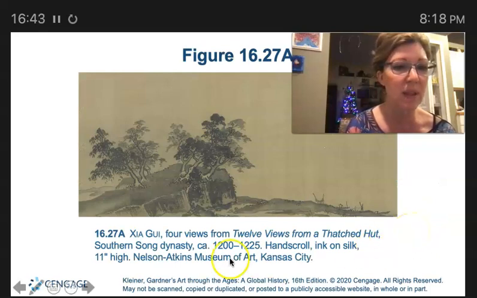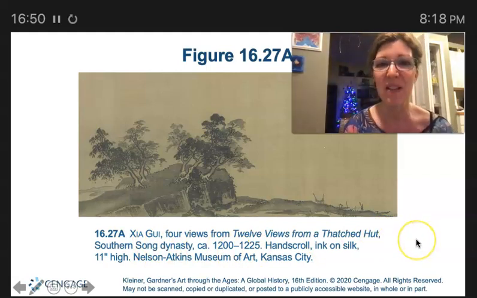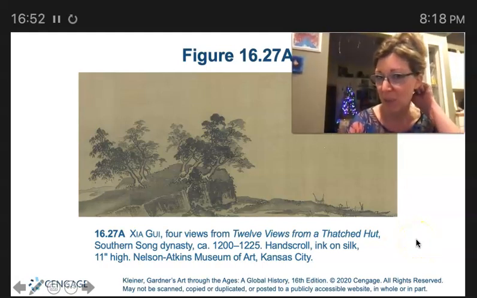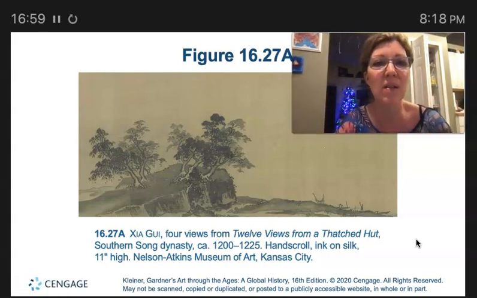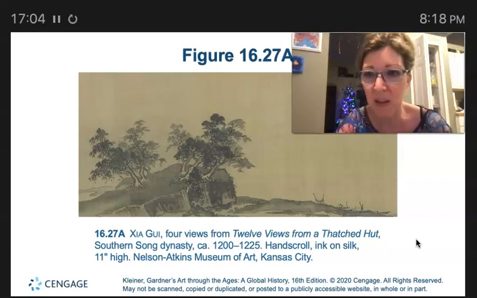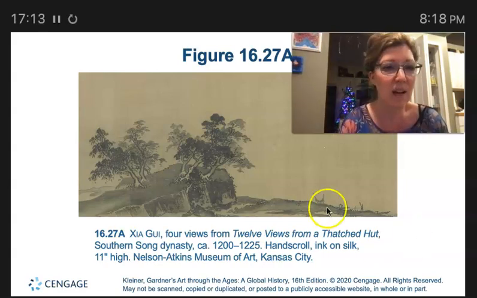Okay, Xia Gui, 12 views from a thatched hut. We're still in Southern Song. So one of the most important goals of the Chinese artist was to serve as an instrument through which nature could reveal itself. So all about nature. And the Chinese interest in landscape painting was most strongly influenced by Taoist emphasis on harmony with nature and poetic themes. How lovely and relaxing, right?